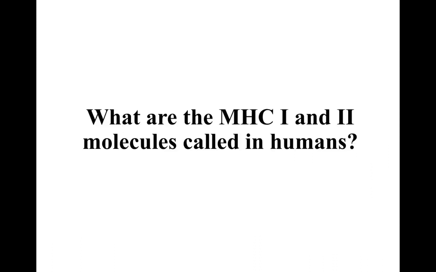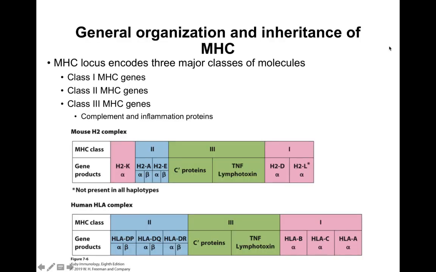What are the MHC1 and 2 molecules called in humans? They're the HLA molecules. In MHC class 1, there's HLA A, B, and C. For MHC class 2 molecules in humans, there's HLA DP, DQ, and DR, and there's an alpha and beta chain of each. So that gives us the 6 different possible from one parent right there. This would be one gene.